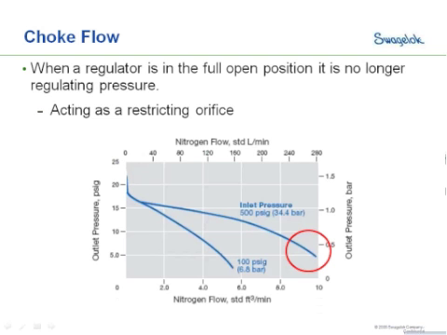If we look at the far right-hand side of the flow curve, where the flow curve kind of ends, this is what we call the choke flow point. And the choke flow point is when the regulator is in the fully open position. So it's no longer acting as a regulator, it's really just an orifice in the system. Now interestingly, the choke flow point is where the C sub V is calculated. So you can see that C sub V is not a great way to size your regulator, because you're sizing it way out on the end of the flow curve where it's no longer doing the job that you want it to do.